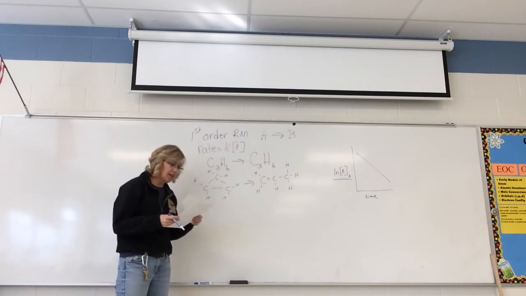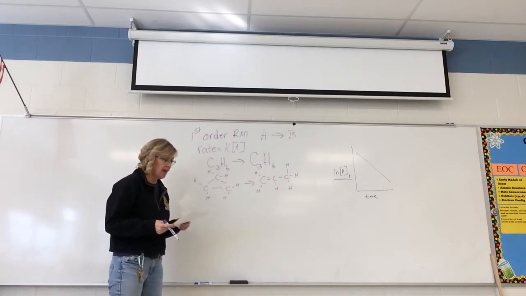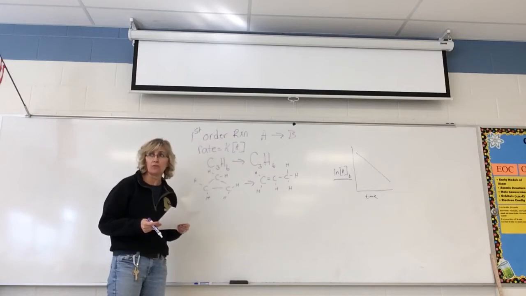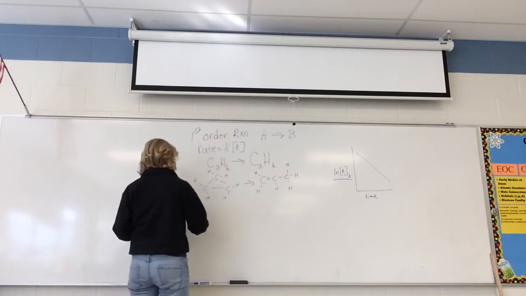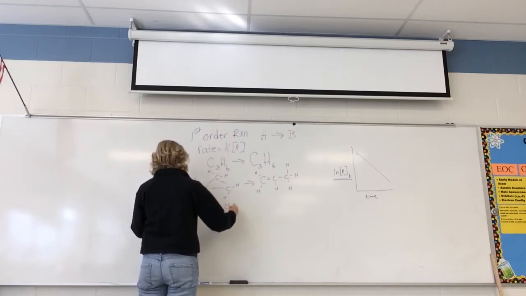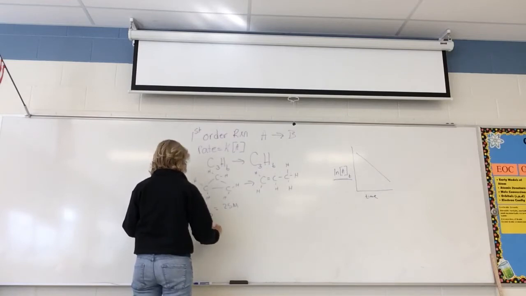It says it has a k of 6.7 times 10 to the negative fourth s to the negative 1. They didn't even have to tell us it was first order, because from those units we would know it's first order, correct? If the initial concentration is 0.25 molar, what is the concentration after 8.8 minutes?